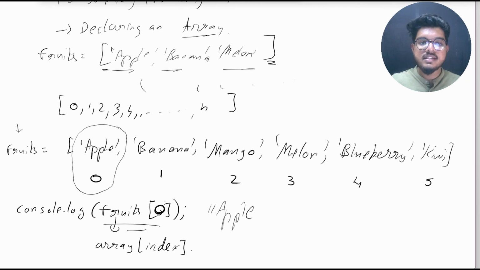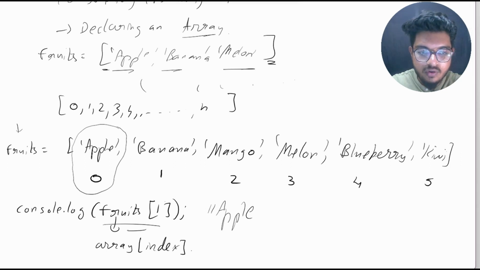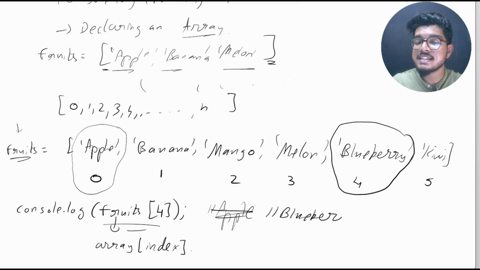What if instead of this 0 I write some other value? Just a minute, I erase this. Yes, instead of 0, if I write fruits of 4, fruits of index position 4, 0, 1, 2, 3, 4, blueberry, right? So what will it do? Instead of apple, it will print blueberry. As simple as that.